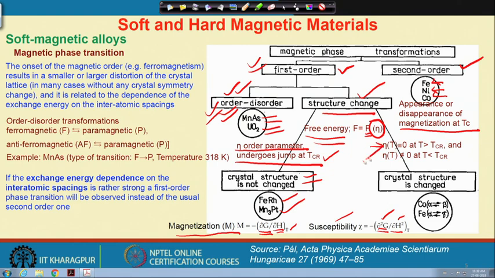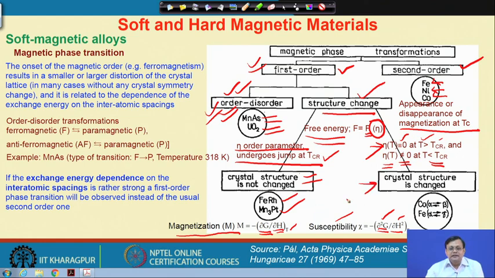Whereas, when this order parameter has a value very close to 0 at temperatures greater than the critical temperature, or a non-zero value below the critical temperature, in that case the crystal structure will be changed. Like in cobalt I have an alpha to beta transition, or in case of iron I have alpha iron that transforms into gamma iron. So, this is a crystallographic change.